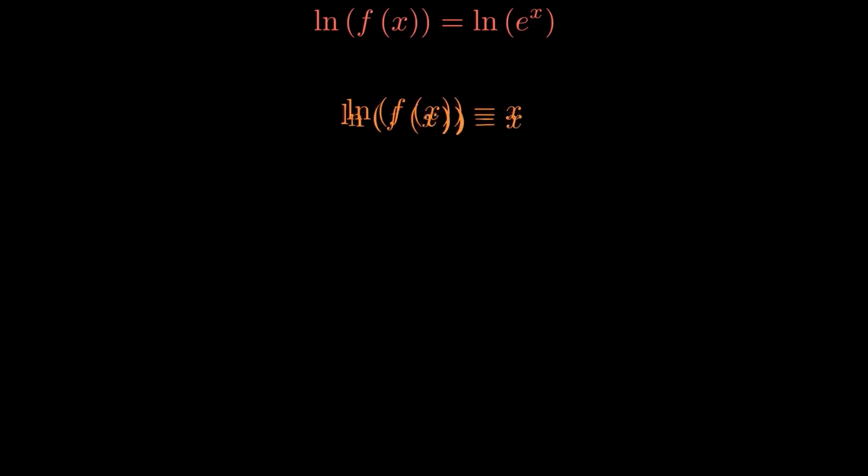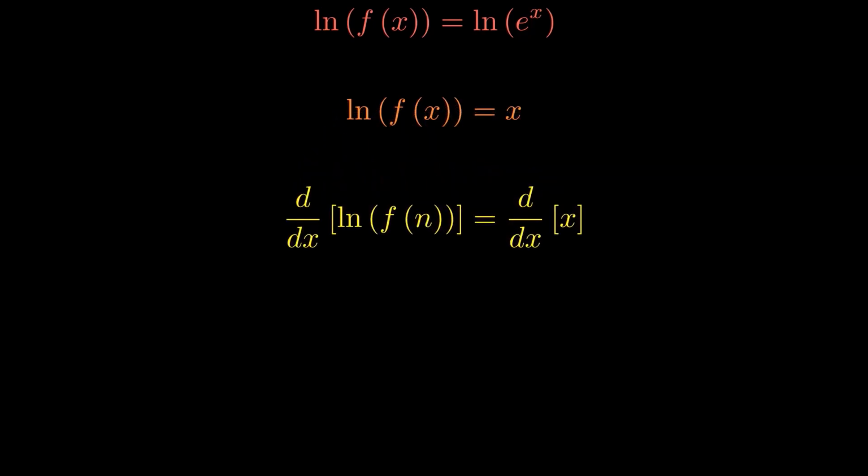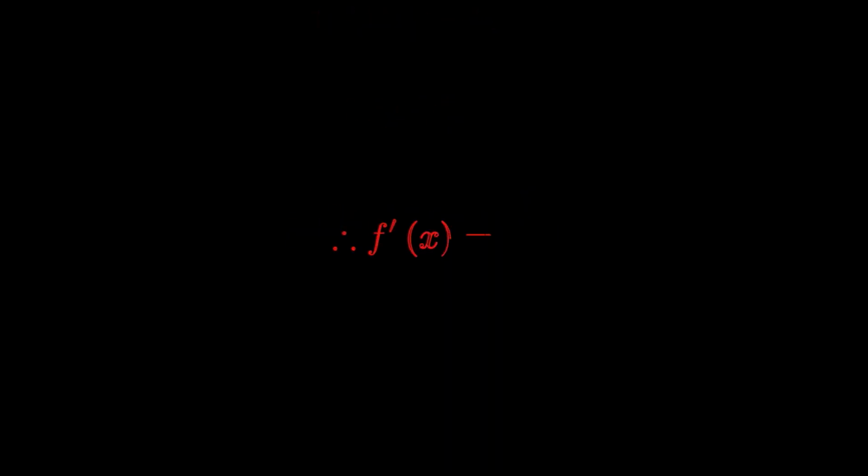Now let's differentiate both the left hand side and the right hand side with respect to x. So f dash x over f of x is equal to 1. This implies that the derivative f dash x is equal to f of x. So there you have it. f dash x is equal to e to the power of x. So it follows suit that the rth derivative of f of x, or e to the power of x, is nothing but e to the power of x, as I just proved.